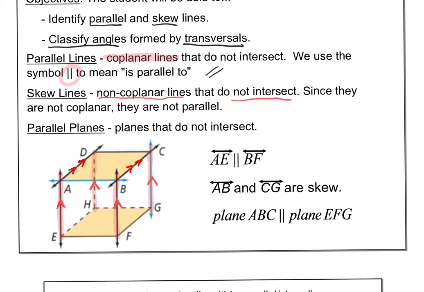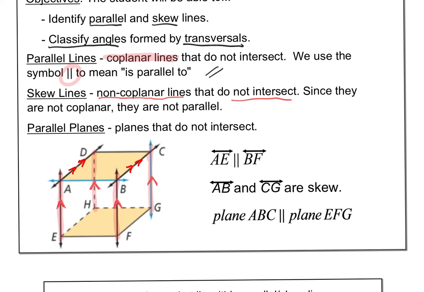You can see the two arrows on DA and CB. That means that those two lines are parallel to each other. However, they are not parallel to any of my one arrow lines. Which makes sense because we can see in this image that they do intersect.